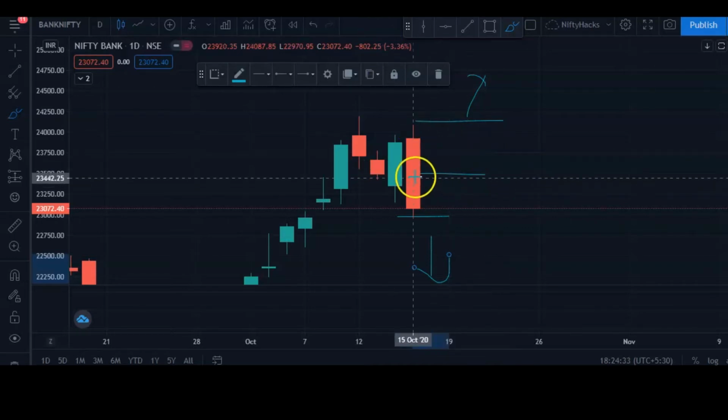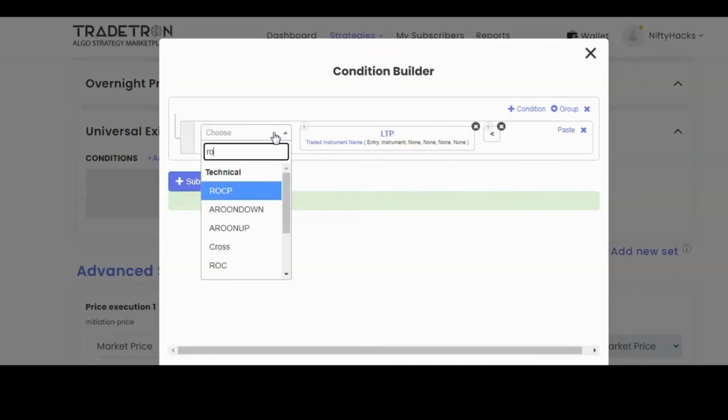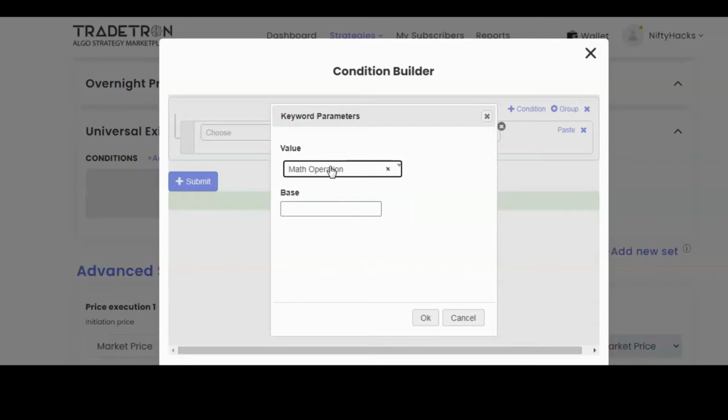So we will add this condition in Tradetron using the round function. As we all know, most Indian instruments in the Indian stock market have a base of 0.05 tick size. So we will use round here, and here we will use a math operation, and the base is 0.05.